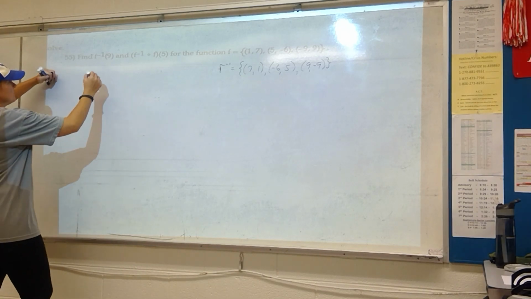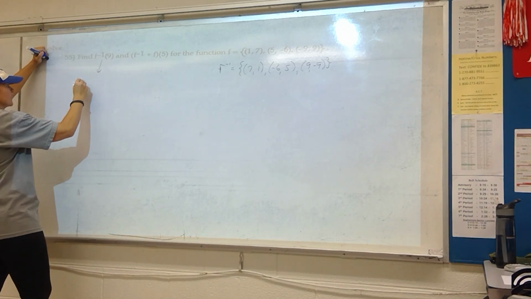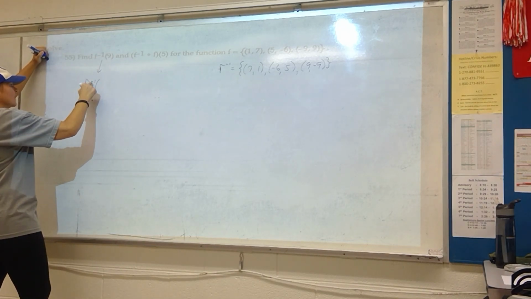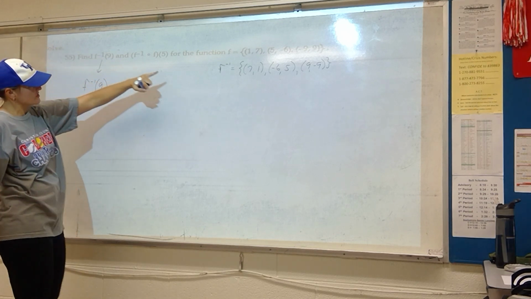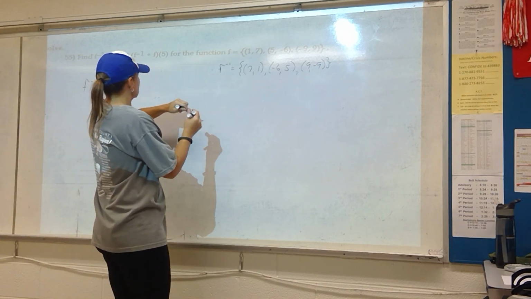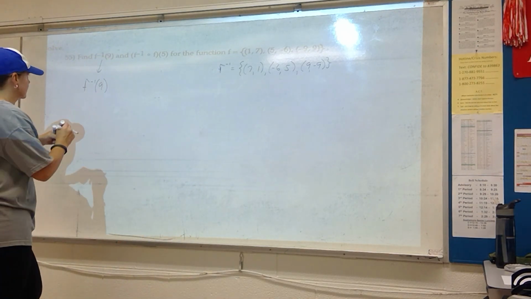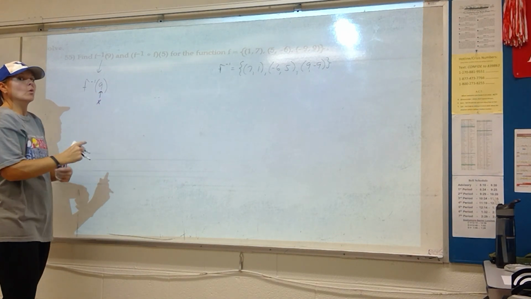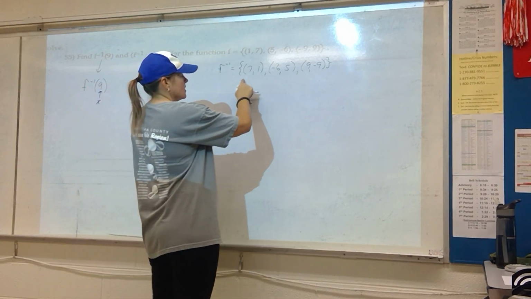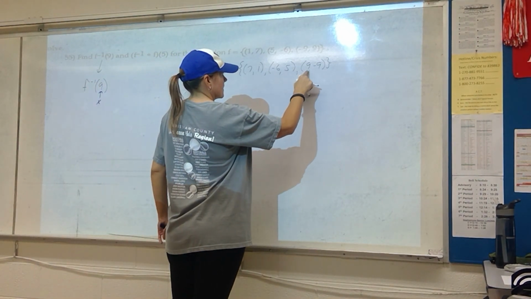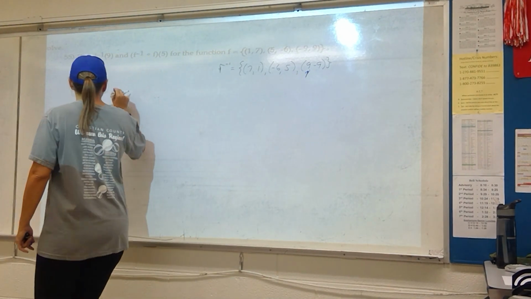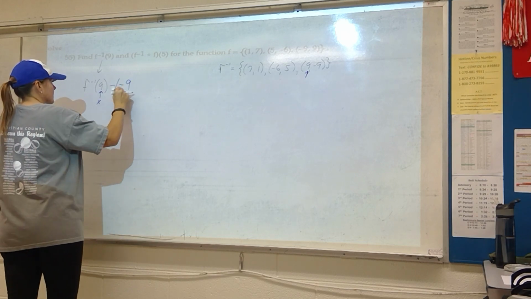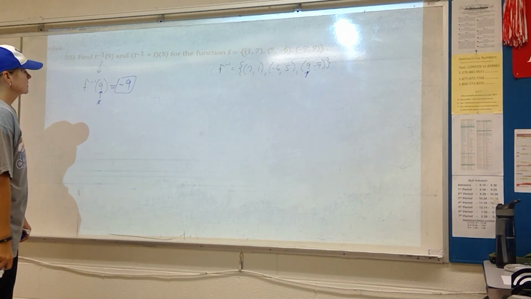So let's do the first one. There's two parts of this problem. Make sure you do both on the test. What is f to the negative 1 of 9? Well, we're going to use the f to the negative 1 function. So this is like x. So when x is 9, what is y on the inverse? Well, when x is 9, the y is negative 9 on the inverse. Okay?